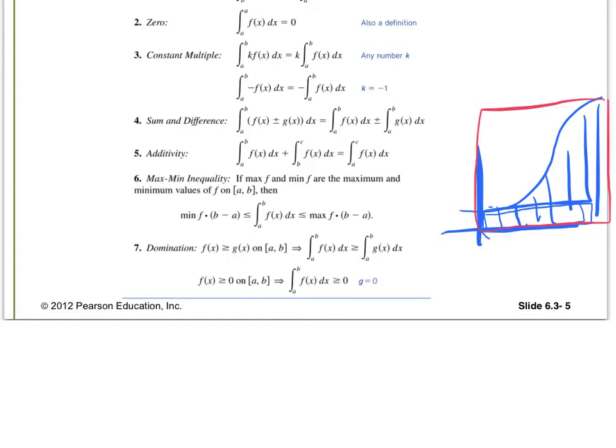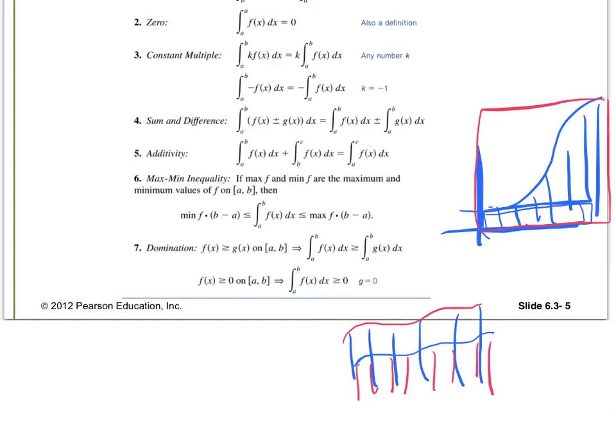What it's saying is that if one function is always above another function, then the integral of that one function is always going to be more than the integral of the other function. And again, if that's not making sense, we can clear it up tomorrow.